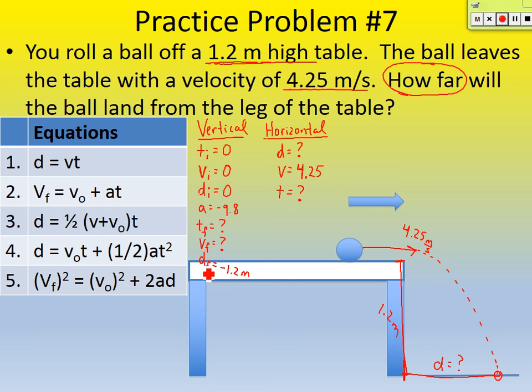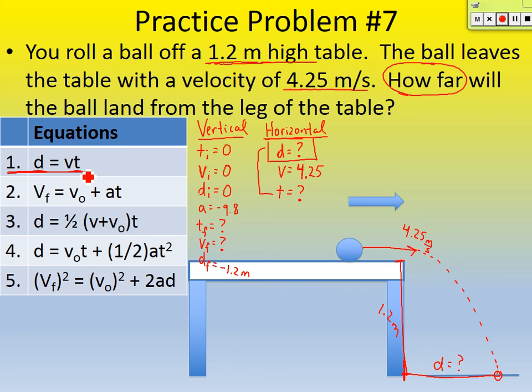Again, this problem is exactly like the last one. We want to know how far away from the leg of the table the ball will land. So we're looking for horizontal displacement. What I would do if I were you is put a box around it or circle that variable. That's the one we really want to know. And just like the last problem, we don't know the time that it's in the air, so we can't use equation number 1 yet, because we don't know displacement and we don't know time.